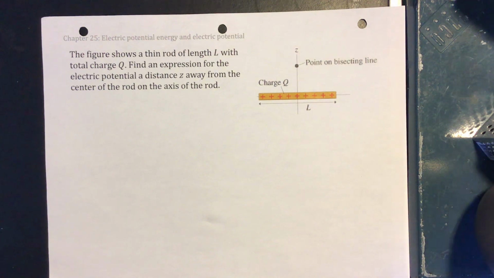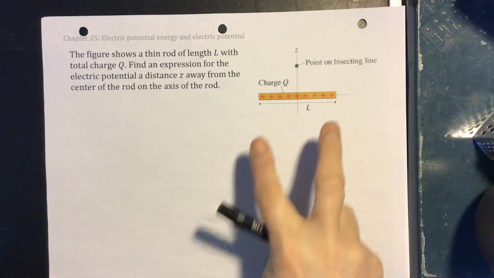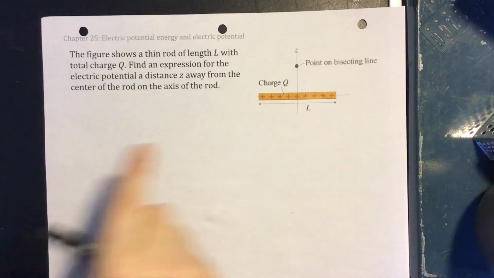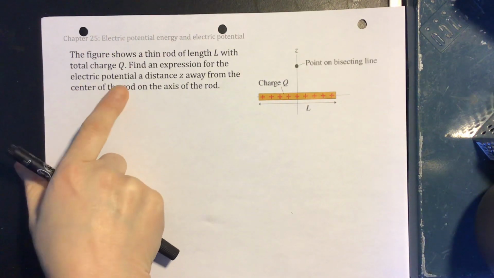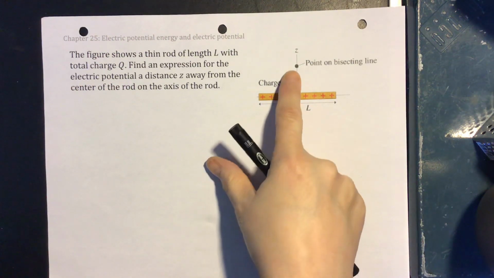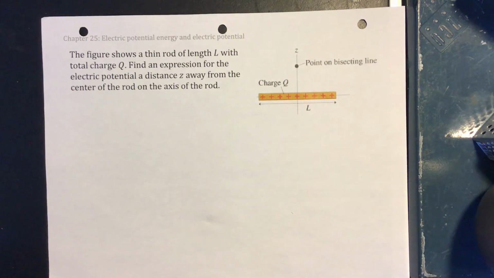It has length L, net charge Q. We'd like to find an expression for the electric potential, which is some distance Z above the center of the rod. So let's just start with another sketch of this rod so we don't have to mess up this drawing.